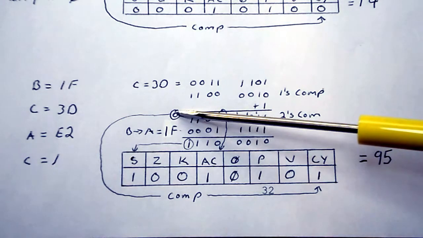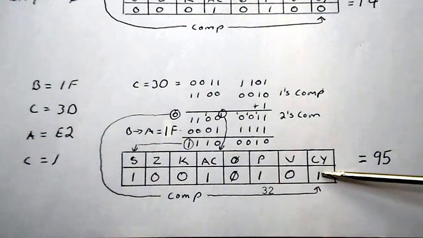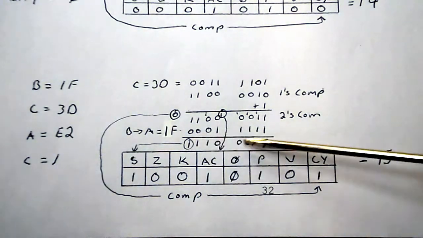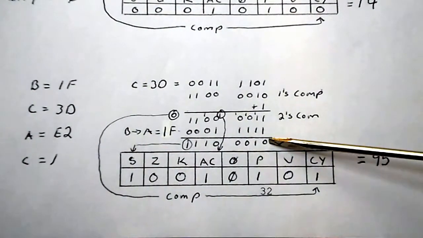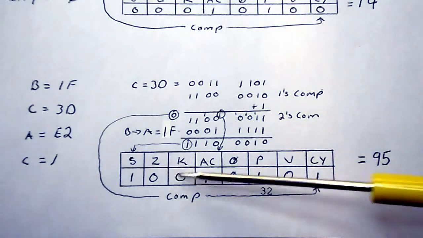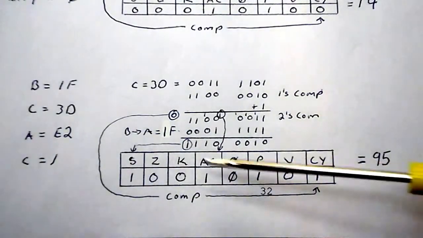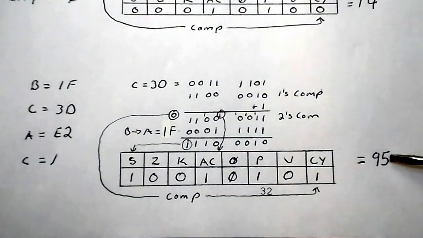The carry bit is 0. And we know that when we do a subtraction, it gets complemented. So the carry bit ends up being a 1. The parity bit ends up being set because we have 1, 2, 3, 4 one bits in our accumulator. So when they're all even numbered bits in the accumulator, the parity bit gets set. So we end up with 1001 0101 in our flag register, and 1001 is 9, and 0101 is 5.